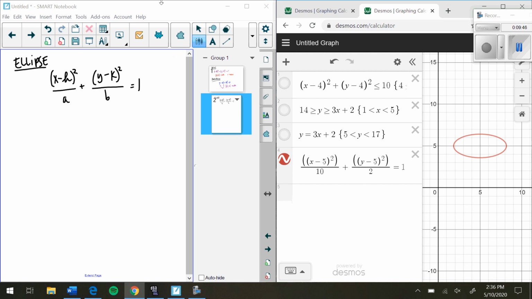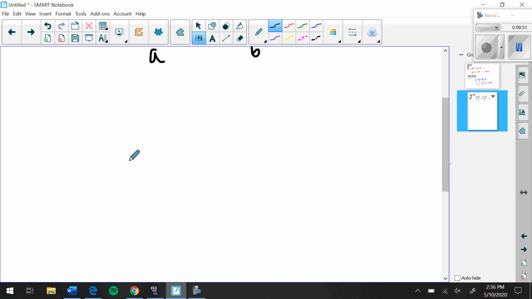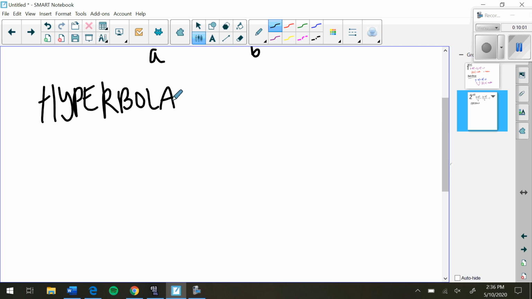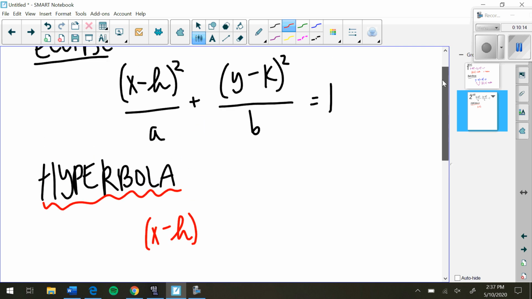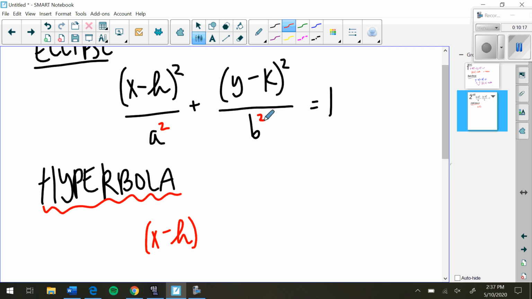All right, and then the other graph we want to look at is, where's my pen? A hyperbola, which is a very similar form to our ellipse, but has one major difference. So it's x minus h. Oh, hold on. I want to go back. Technically, this is a squared and b squared, and to be honest, the number down here doesn't really matter.